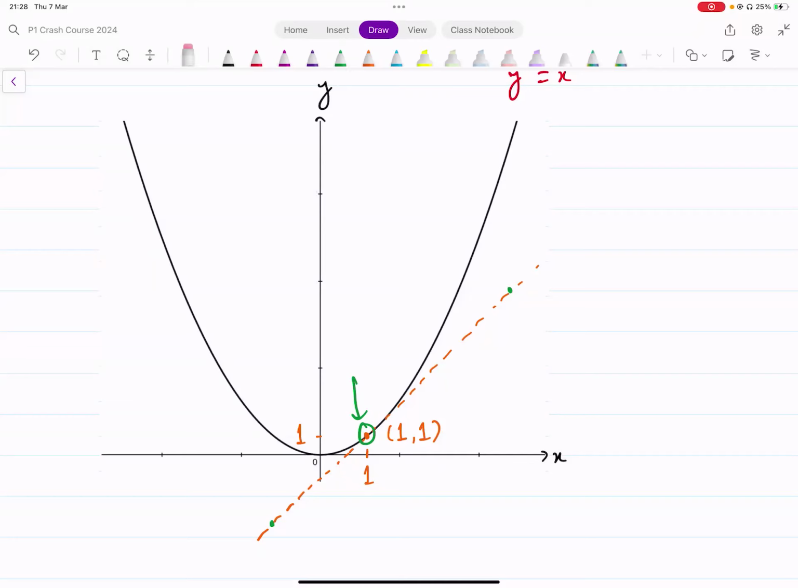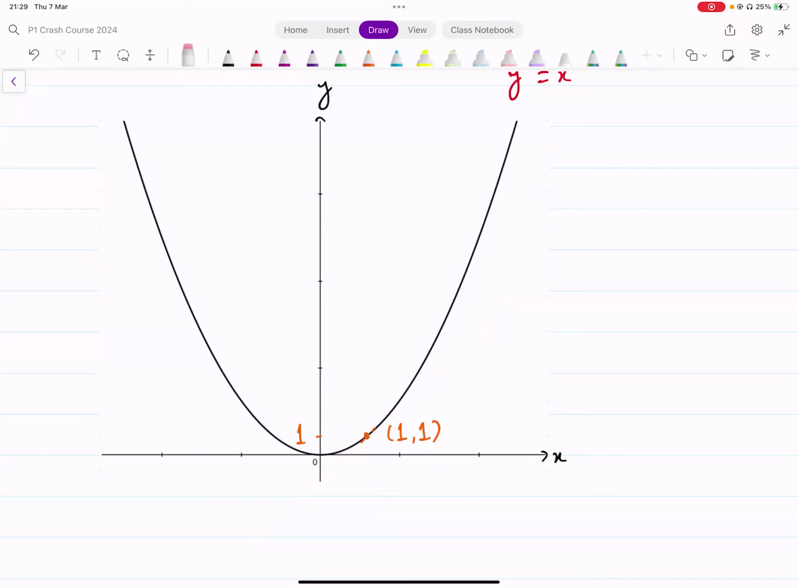What we want to do is find the exact gradient at this point. How do we do that? We do that using differentiation. Now, how does differentiation work? That's what we want to understand first.